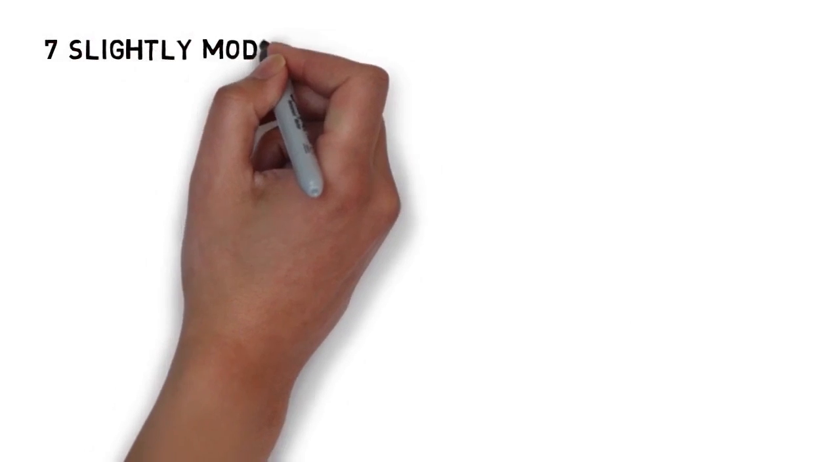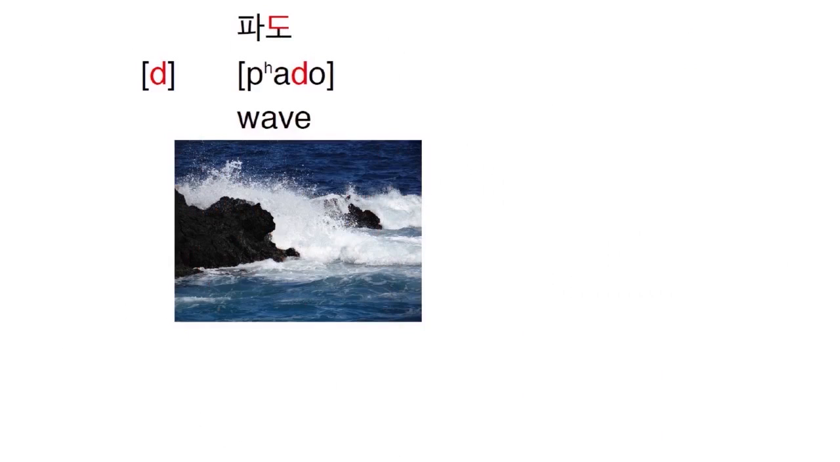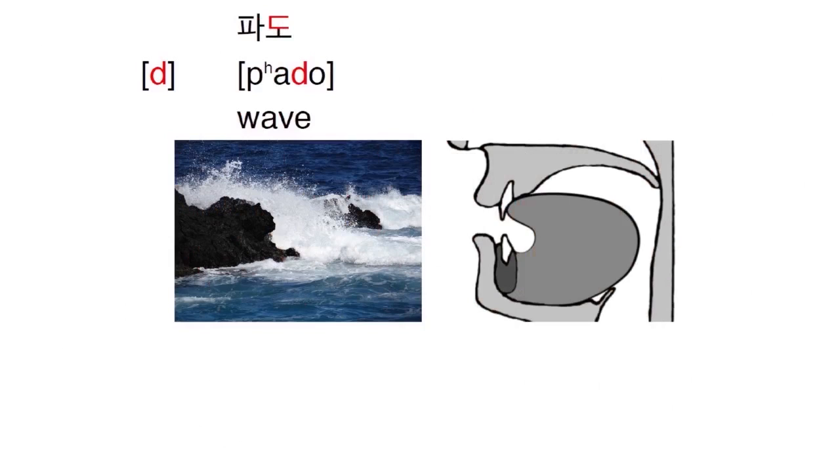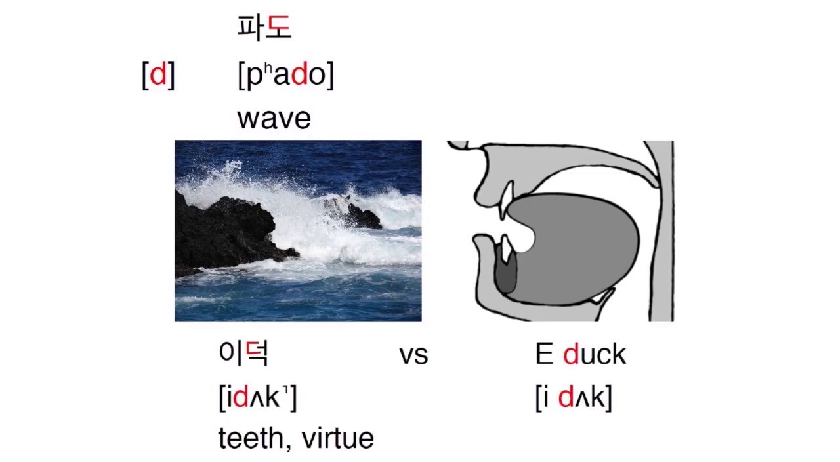Now, let's get to a few consonants that are slight modifications on what you know already from English. First is D as in 파도. We already talked about this in the first video. Remember how Korean's T sounds are made with your tongue touching your upper teeth? Same thing applies here with Korean's D sound. Korean has 이덕. English has 이덕. As with B and G, the D sound also only shows up between vowels and voiced consonants.